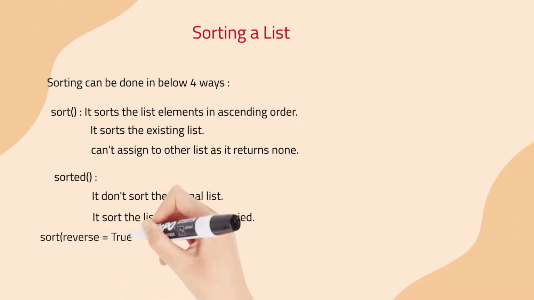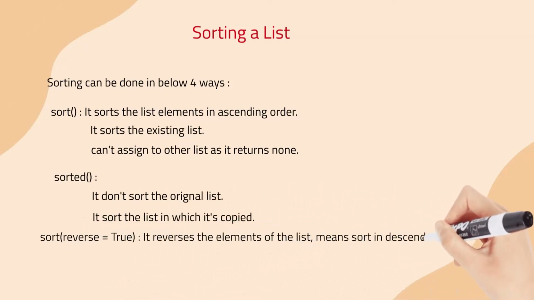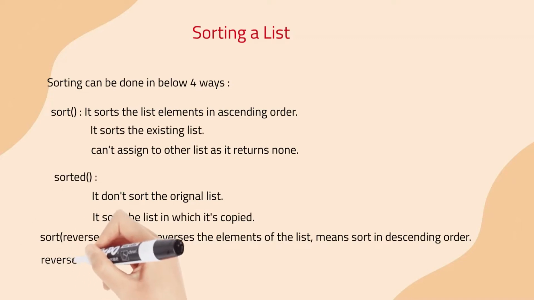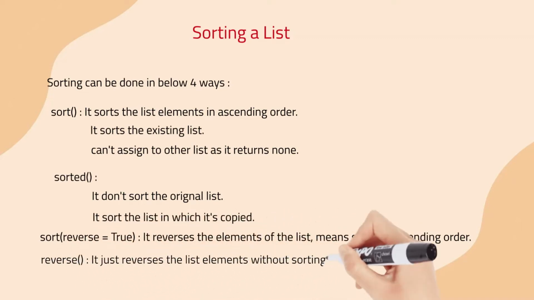The third method is nearly similar to the first sort method. If we want to sort the list in descending order, then we should use reverse equals true in the brackets. It reverses the elements of the list. The fourth method is the reverse method, which just reverses the elements of the list without doing any forward or backward sorting.